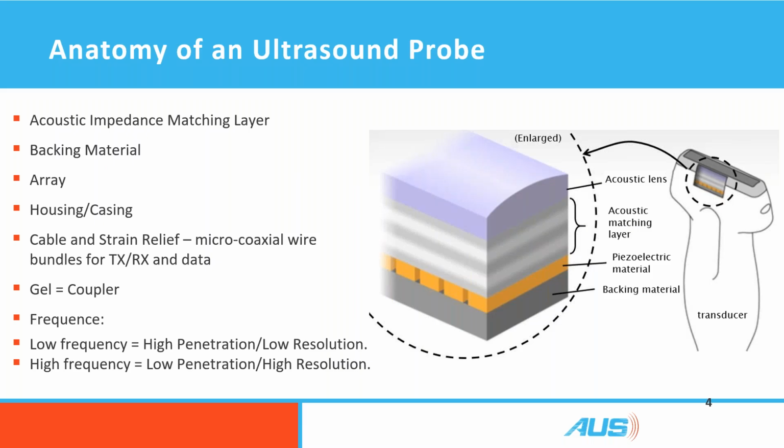The cable and strain relief, it's a micro coaxial wire bundle. In a traditional cable, you have 128 or 192 coax wires going through the bundle. And they're very fragile. So if you run over the cable, or bend it across a sharp surface, there are many ways you can damage these cables. So again, keeping them off the floor, keeping them from getting run over, is really important.